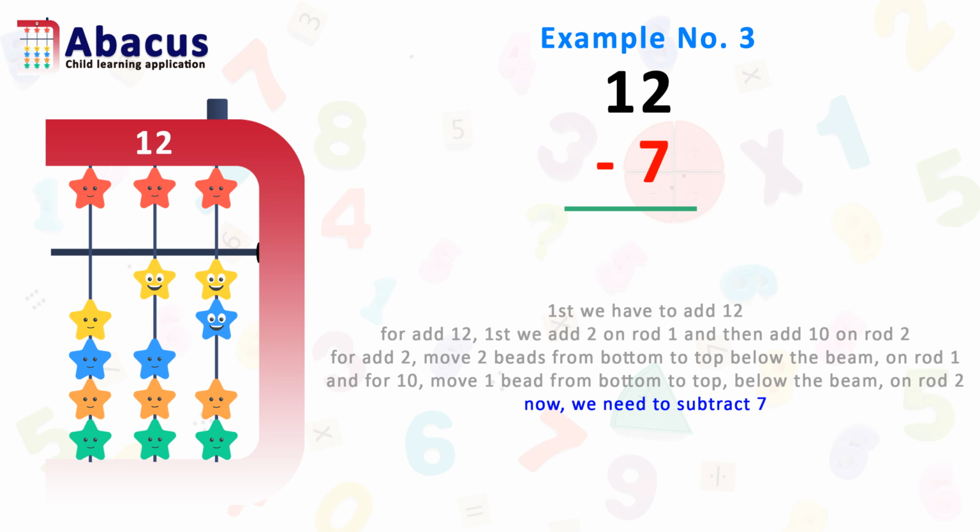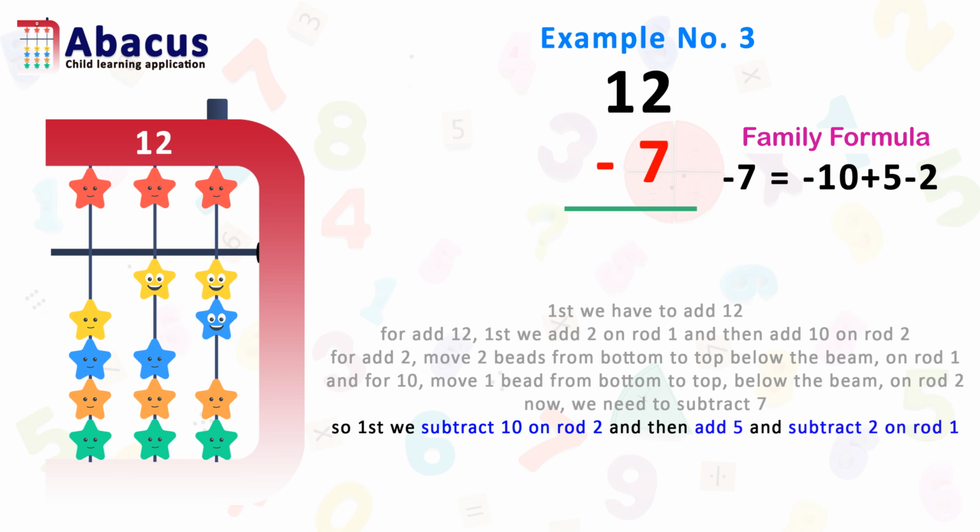Okay, let me help you. Here we have to use the family formula for minus 7. The formula for minus 7 is equal to minus 10 plus 5 minus 2. So first we subtract 10 on rod 2 and then add 5 and subtract 2 on rod 1.